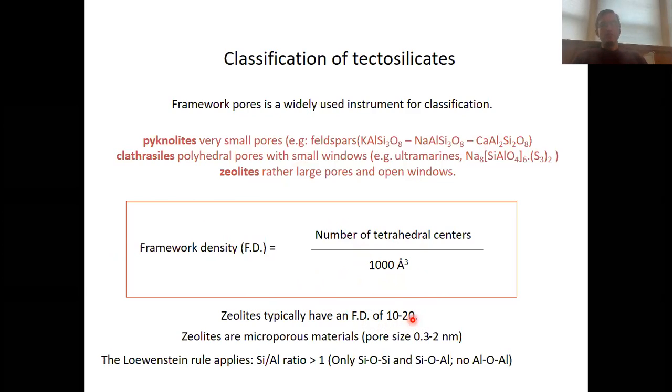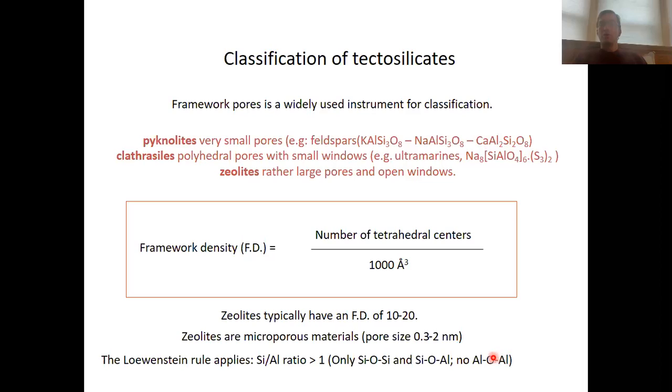And zeolites have typically framework densities between 10 and 20 tetrahedral centers per 1,000 cubic angstrom. So for zeolite chemistry, the so-called Löwenstein rule applies, and that means that the silicon to aluminum ratio must be larger than or equal to 1. So the Löwenstein rule is because of electrostatic reasons. Only when the silicon to aluminum ratio is larger than 1, then we can have either silicon-oxygen-silicon and silicon-oxygen-aluminum bridges, but we won't have aluminum-oxygen-aluminum bridges.